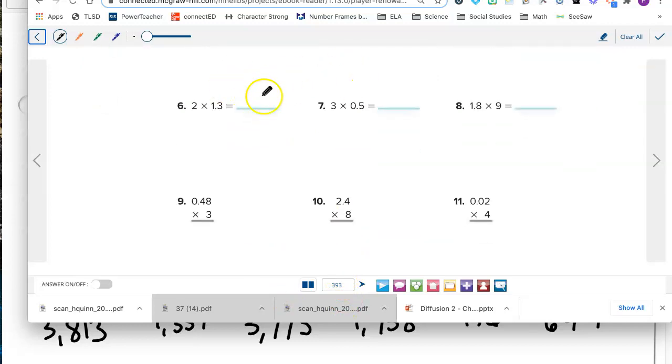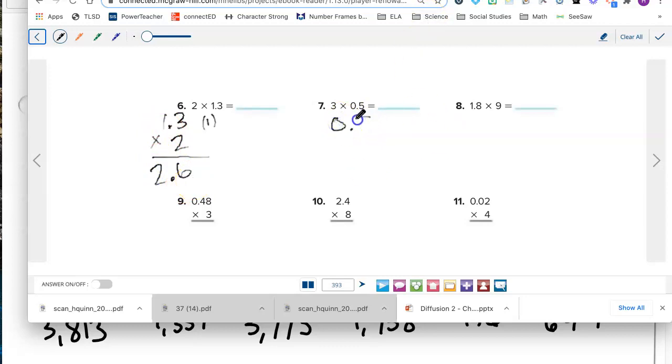Now when we get to 6, 7, and 8, we need to set these up vertically, and we need to put the number with the most amount of digits on top. So 1 and 3 tenths has 2 digits in it, which is more than just a 2. Again, I see that I have 1 digit behind the decimal. So I need 1 digit behind it in my answer. 2 times 3 is 6. This is 2. I'll put the decimal here to have 1 digit behind it in my answer.